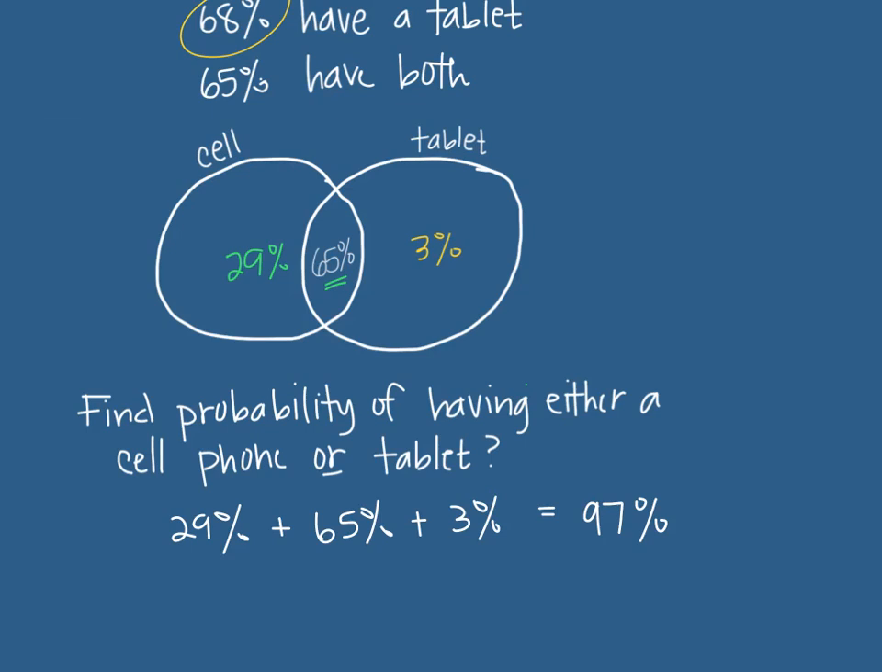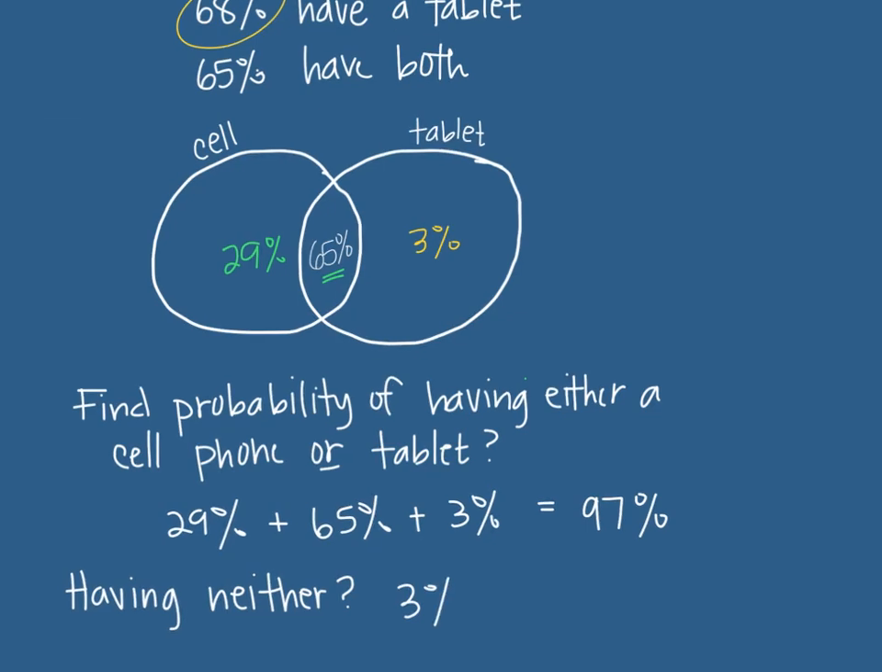That also helps you figure out how many don't have any at all. How many have none? That's neither. Okay, find the probability of having neither. Well, remember, probability has to add up to 100% altogether. And so if you don't have any, then that's the last 3% of the group who don't have a cell phone or a tablet at this particular school that we're looking at.